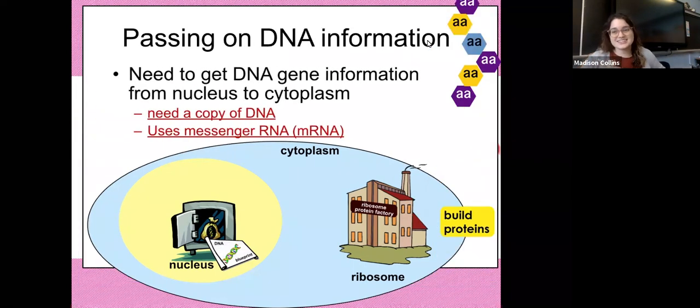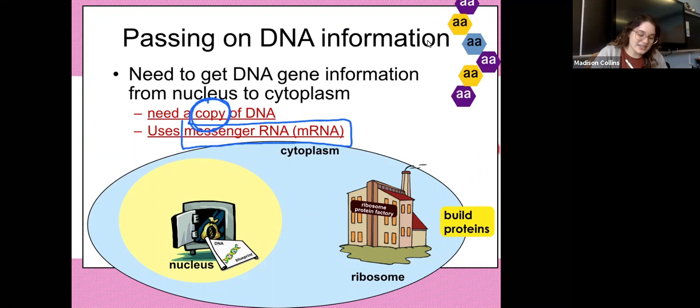So that DNA actually has to get some help because it can't leave. It's basically like Rapunzel locked away in a tower. That DNA is not allowed to leave the nucleus. So it has to call a friend. And that friend is known as messenger RNA or mRNA. We've actually heard about this molecule when we talked about mRNA vaccines. So this is messenger RNA. It is essentially a copy of DNA.